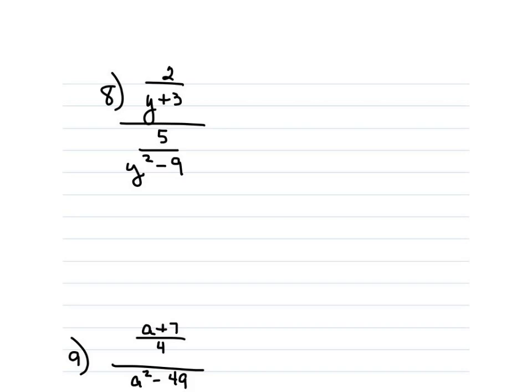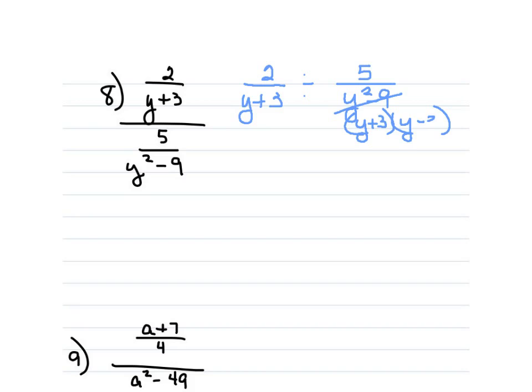All right, try number 8 on your own. Well, no, just kidding. I'm going to do this one with you because it takes a little more factoring. Okay, so let's write it out. 2 over y plus 3 divided by 5 over y squared minus 9. I look at that and I recognize that as a difference of squares. So I'm going to rewrite that as y plus 3 times y minus 3.